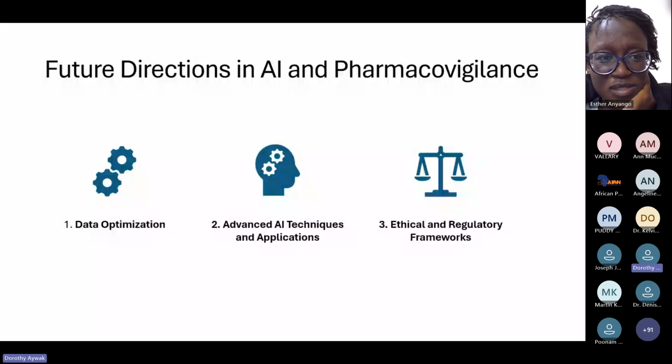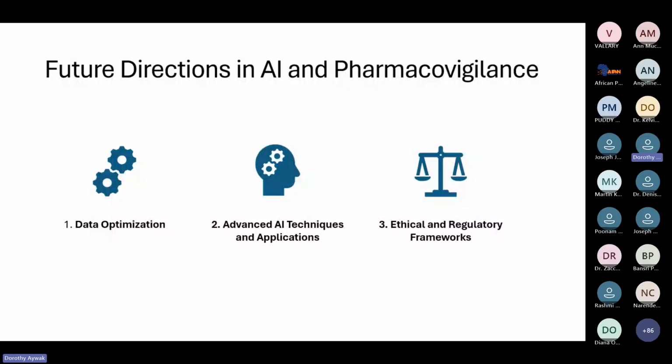Okay, so basically I'm trying to encourage those who are particularly interested in AI that this is an area you can explore, because you can use it to optimize data and learn a lot more about the different AI techniques and how you can leverage those systems. I think it's a beautiful field to get into. For PV, you are collecting data and making decisions as quickly as possible. You don't want to delay with patient safety.